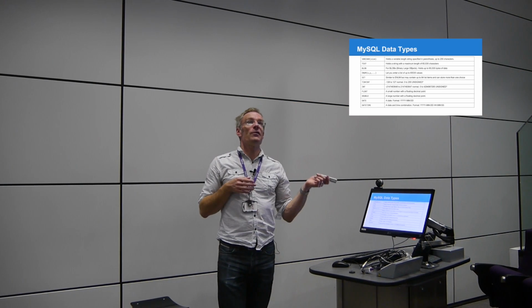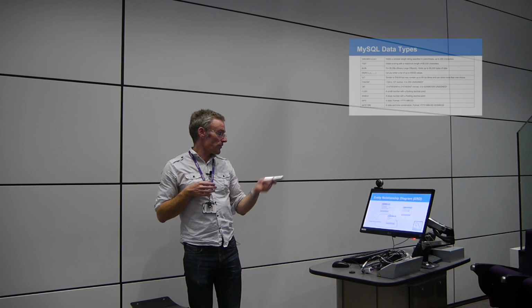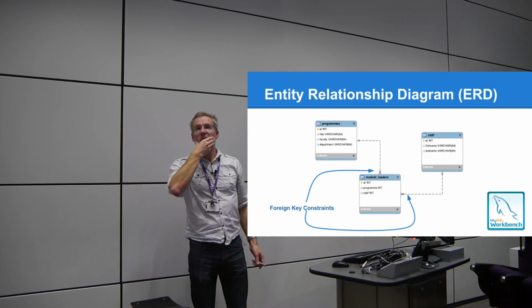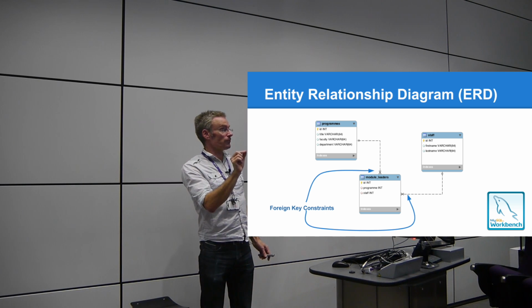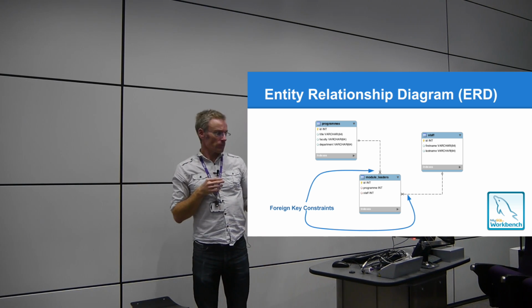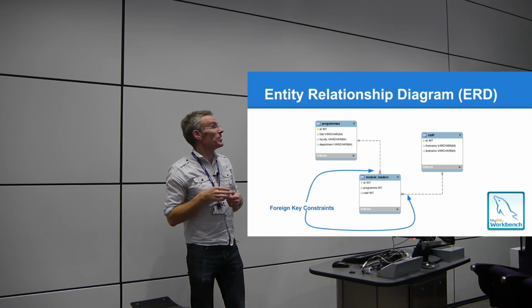Data types I put in there for your reference. I'm not going to go through them. This is an entity relationship diagram. The first part of your assignment, you've got to design your database and show me the tables. This is what I'm looking for, something like this.